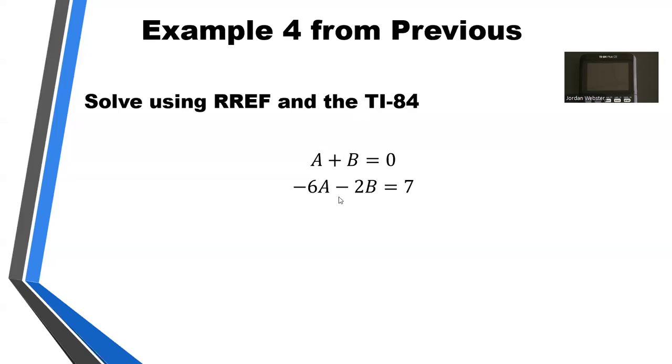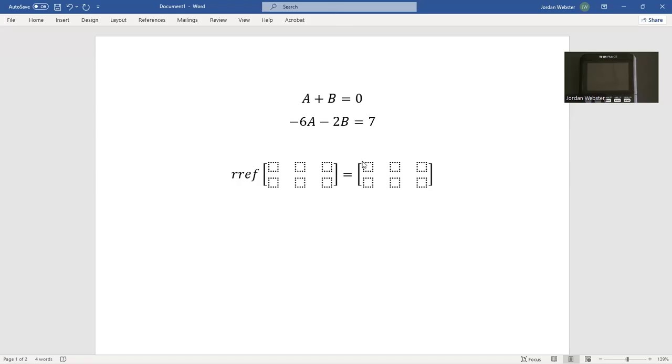Let's do another. When we did example 4 from my partial fraction section, we came up with these two equations: a plus b equals 0 and negative 6a minus 2b equals 7. So I'll show you how to do that on the calculator. Now, the first thing I have to do is create the augmented matrix. Once again, this is nice and lined up. If at some point you did have something like A equals negative B, then you'd want to add B to both sides.